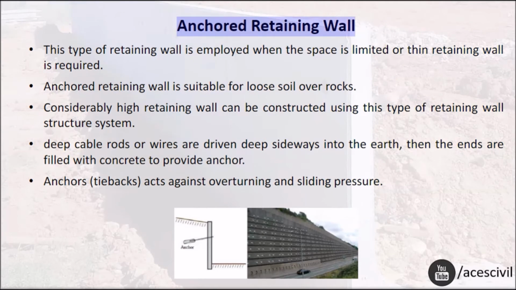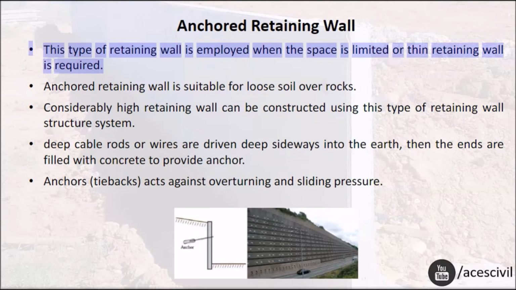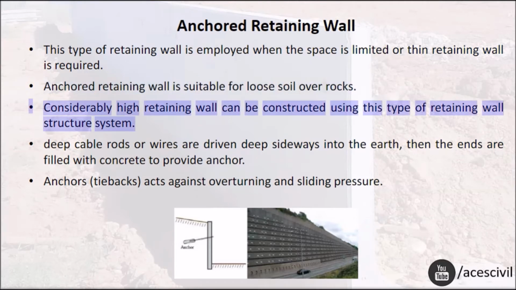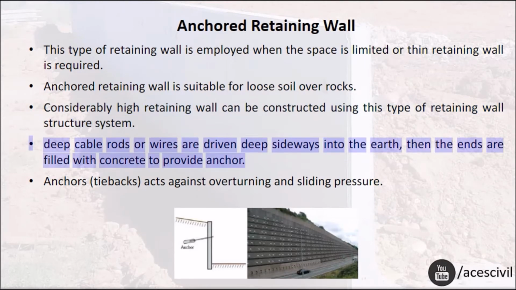Anchored retaining wall. This type of retaining wall is employed when the space is limited or a thin retaining wall is required. Anchored retaining wall is suitable for loose soil over rocks. Considerably high retaining walls can be constructed using this type of retaining wall structure system. Deep cable rods or wires are driven deep sideways into the earth, then the ends are filled with concrete to provide anchor.